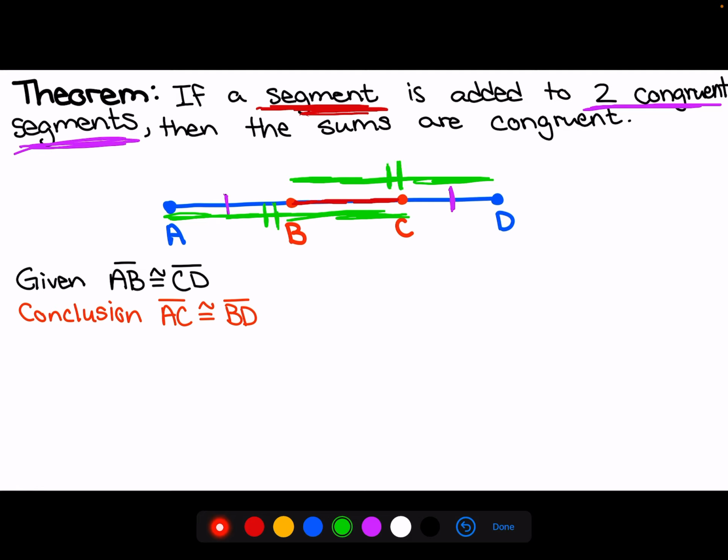Now, let's go ahead and prove this. I'm going to set up a two-column proof real quick, and then you'll be able to see the paragraph proof on the next slide. So here are my statements.